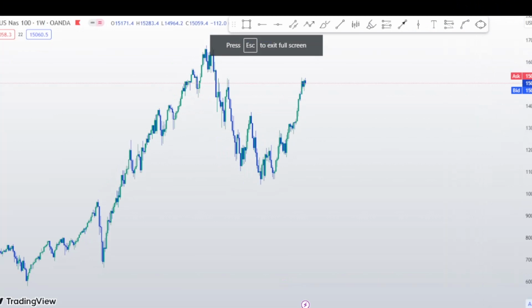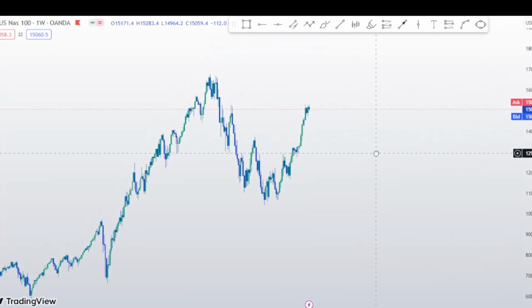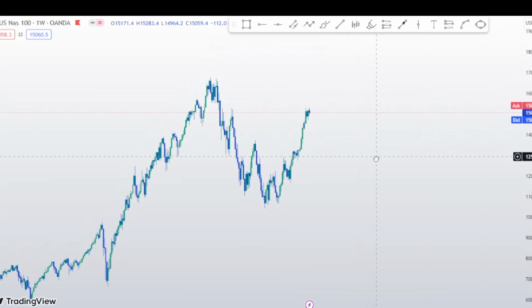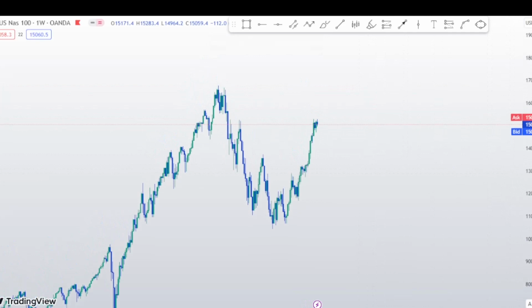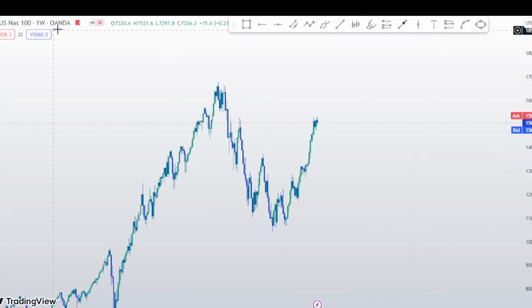Welcome fellow traders, and in this video we are going to look at the weekly analysis. We are going to first look at Nas100. This is NASDAQ 100, and we are going to start on a higher time frame.